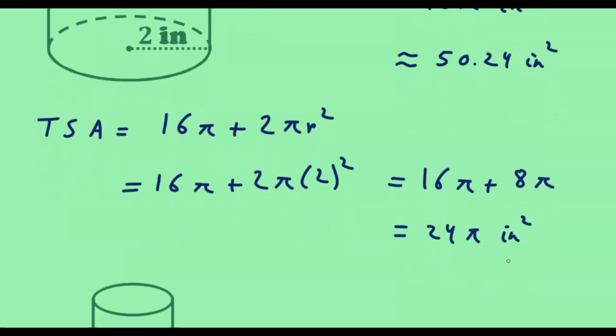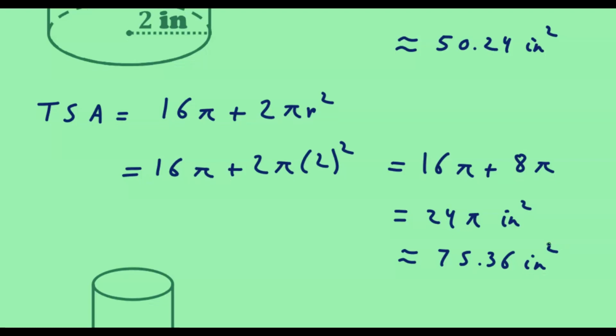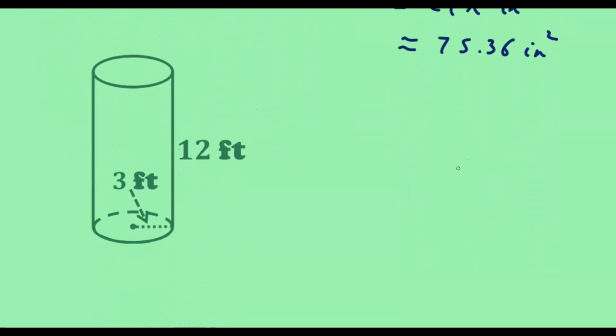And if we use the approximate value of pi, which is 3.14, then we'll see that this is approximately equal to 75.36 inches squared. So the approximate total surface area of the cylinder is 75.36 inches squared. Let us have a look at the next cylinder. Now in this cylinder, we can see that the radius is 3 feet and the height is 12 feet.